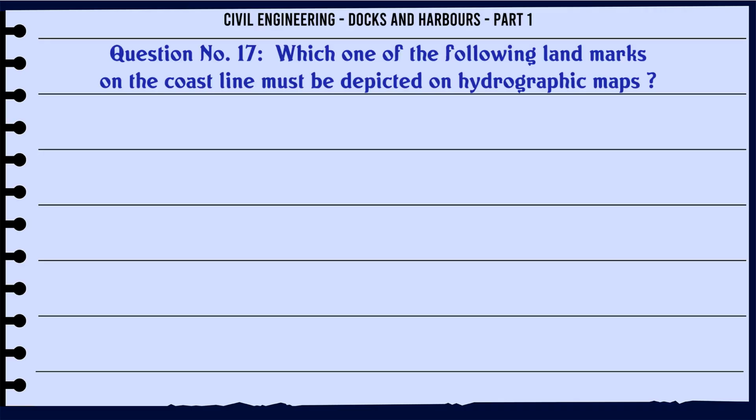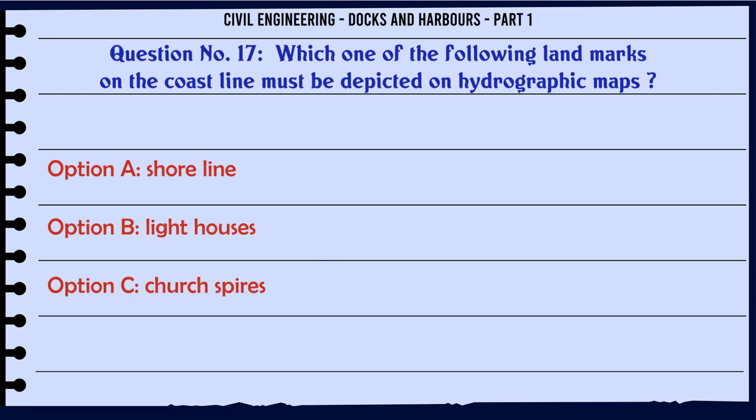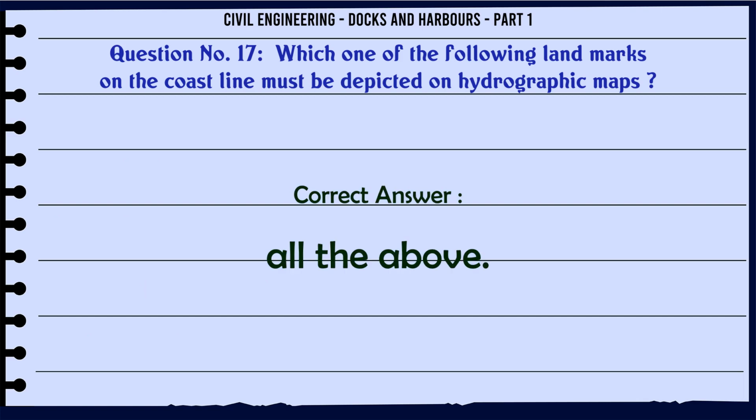Which one of the following landmarks on the coastline must be depicted on hydrographic maps? A. Shoreline. B. Lighthouses. C. Church spires. D. All the above. The correct answer is all the above.